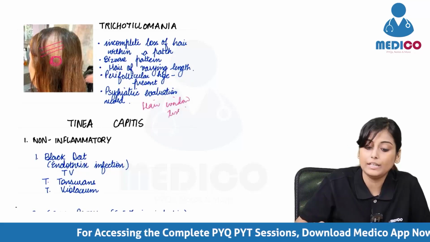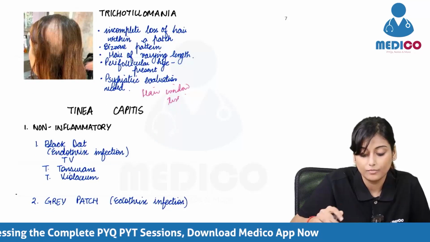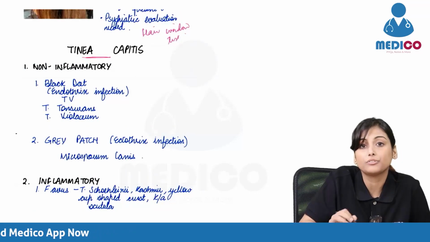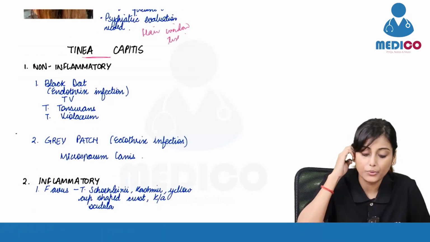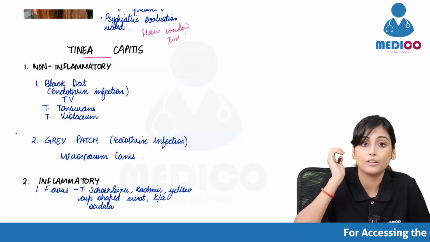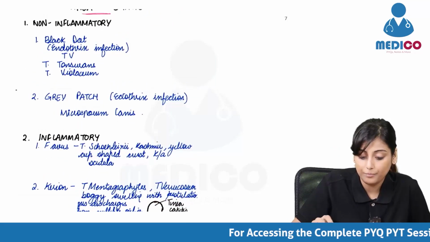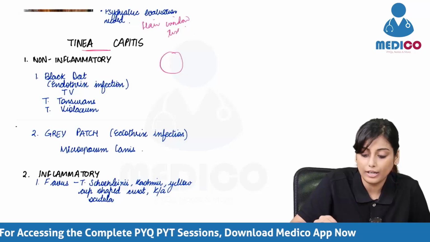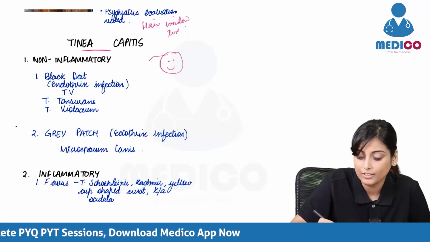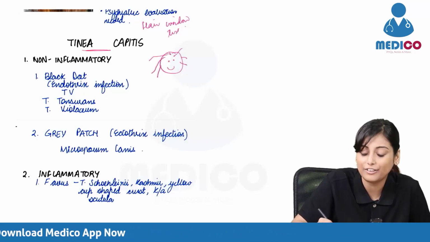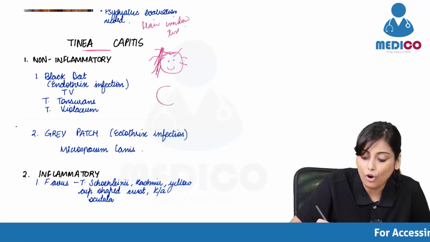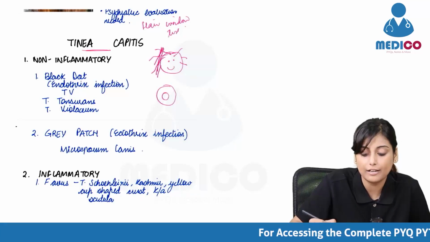Then there's something called tinea capitis. Tinea capitis is tinea infection of the scalp. It has been divided into two: non-inflammatory and inflammatory. Basically, when you have fungal infection of your hair follicles, let's say these are your hair follicles, the hair might fall off from, let's say, this area.